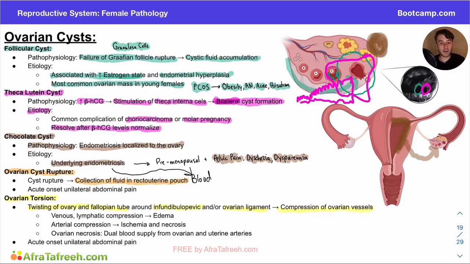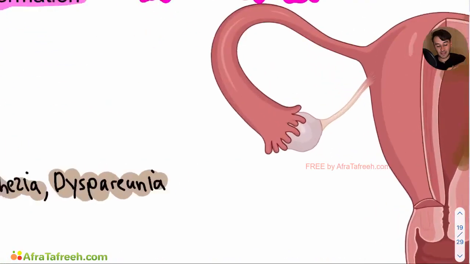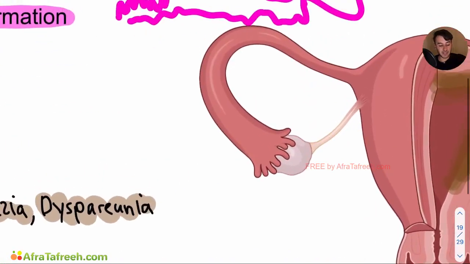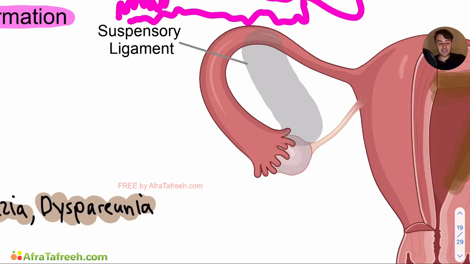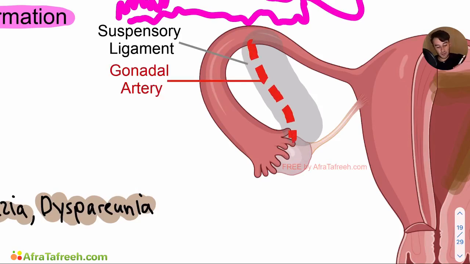So let's go ahead and orient ourselves to some of this important anatomy here by zooming in and doing some labeling. So here I'm going to draw in our infundibulopelvic ligament here, which is also called the suspensory ligament, and this is going to carry blood supply from the aorta via the gonadal artery, and it's also going to carry lymphatic supply as well. And then if we label this structure here, this is going to be our ovarian ligament here, which is not that special.